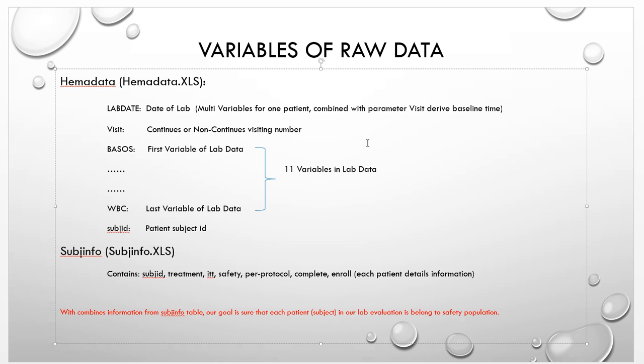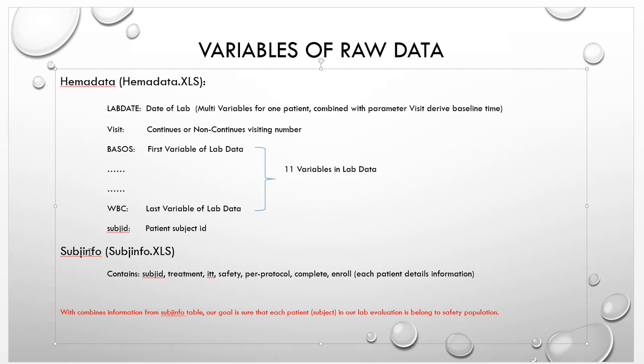We can also use this to get each visit serial number to point to the lab data for the lab data calculation and shift table output. From the third to the twelfth are 11 columns for the 11 variables in the lab data. The last column is the subject ID.